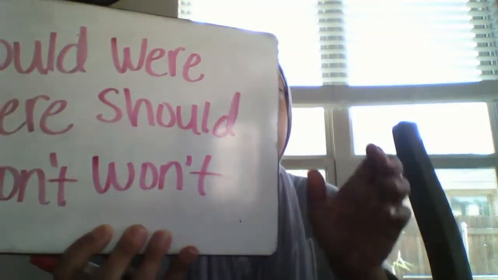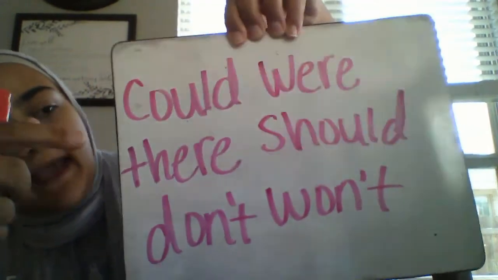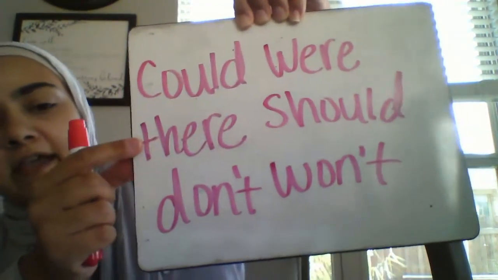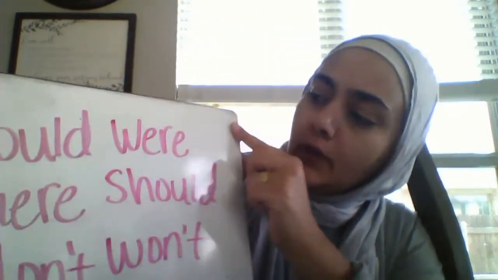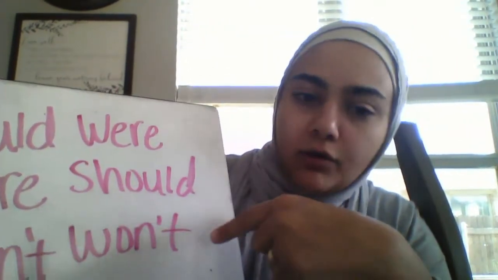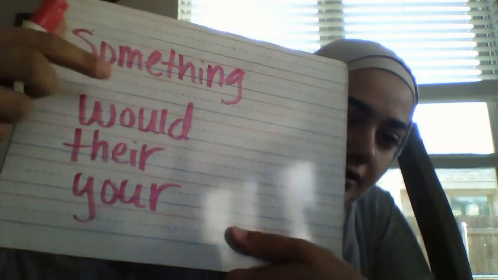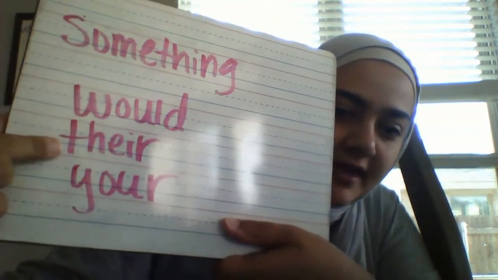We're going to read these words together. We have could, there, don't, were, should, won't, something, would, there, your. These words are some of the hardest words in the English language to spell and to read because they do not follow any of the rules that we have been learning. We call these words sight words.